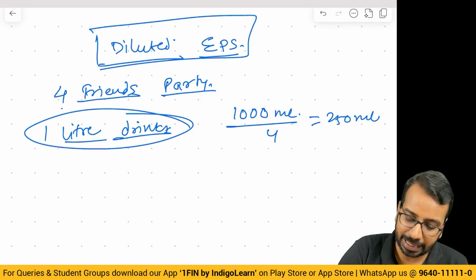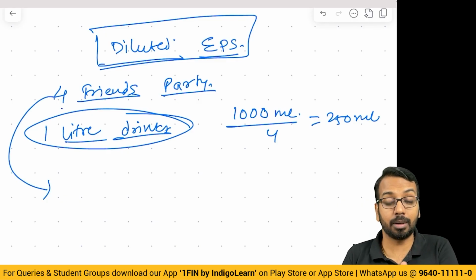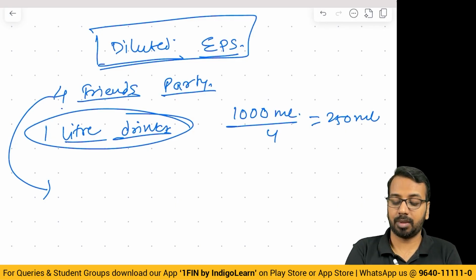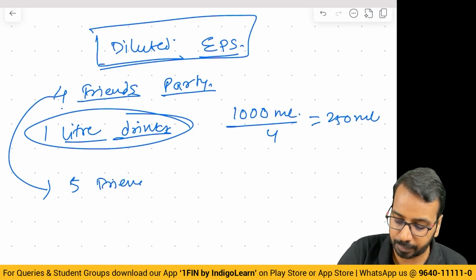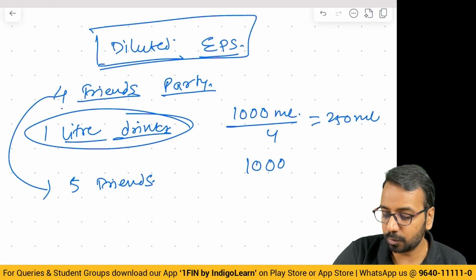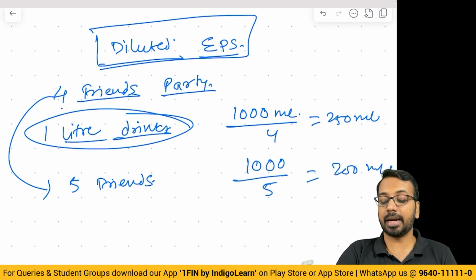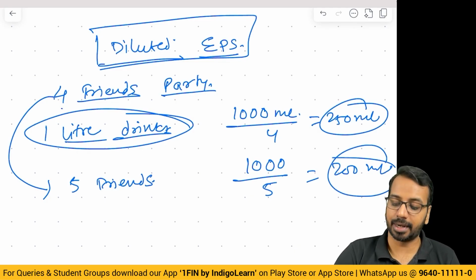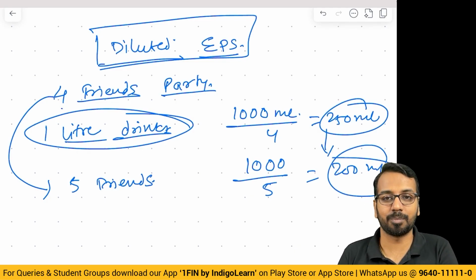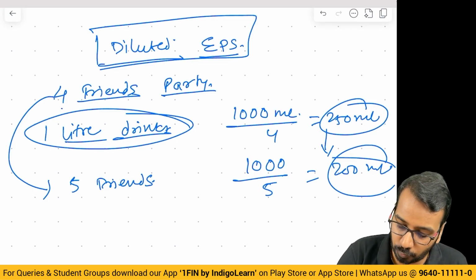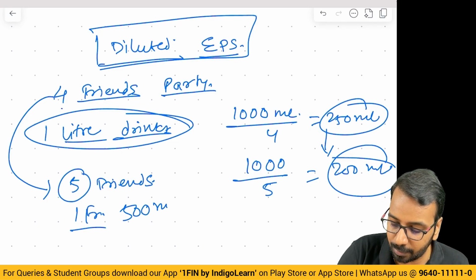Now, say for a moment, one more of your friends, who was not certain, who may come, who may not come, he comes. If one of your friends comes, now you have 5 friends. What happens is you get 1000 by 5, 200 only. Earlier you were getting 250, now you are getting 200. Your number has come down. This is called dilution. But say for example, this new friend who came, he got a 500 ml bottle with him.